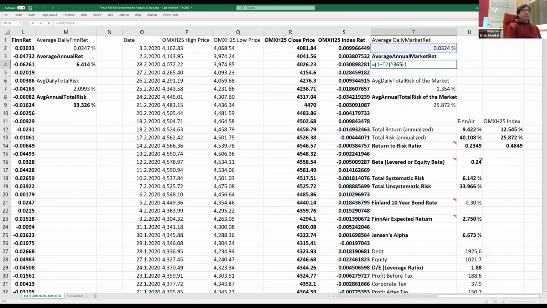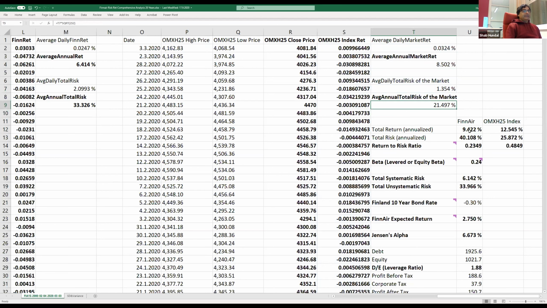And once again, I won't be happy with 365, not good. 252. And in the same way, we have the average daily risk of the market, and we can annualize it by 252 days, because I believe that 252 is a good number of trading days.